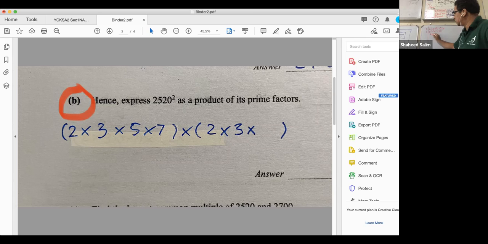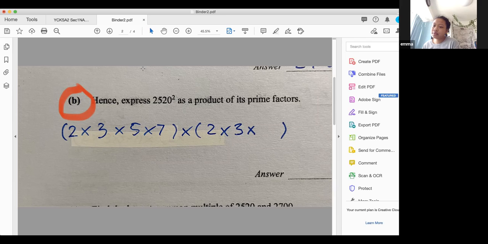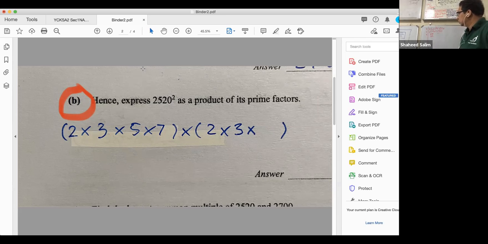630. Okay, this one will be 630. Then divide by 2 again? 315. Can you divide by 2 again? Cannot. So let us assume we divide by 2 times 2 times 2, which is 8. Okay, we divide by 8. This one is also going to be 315. Do you understand?